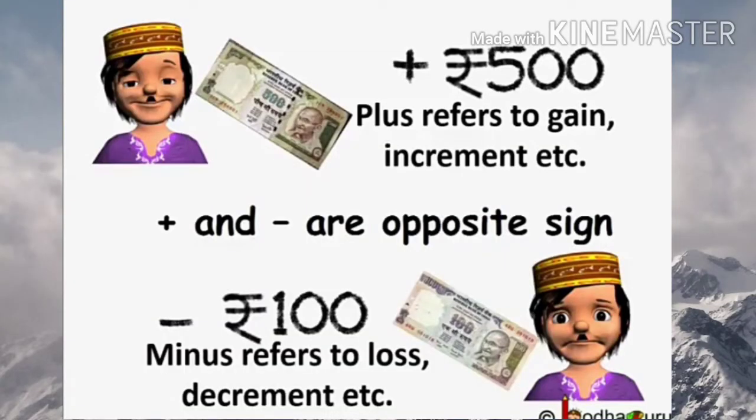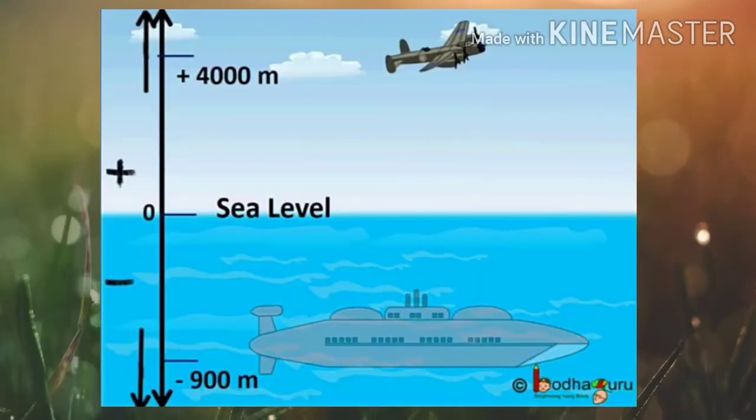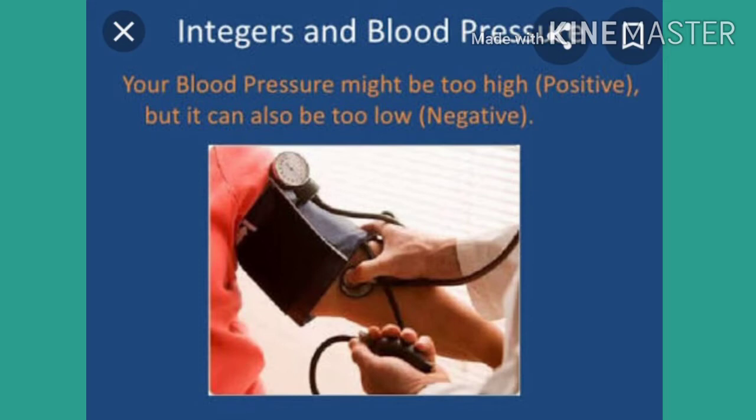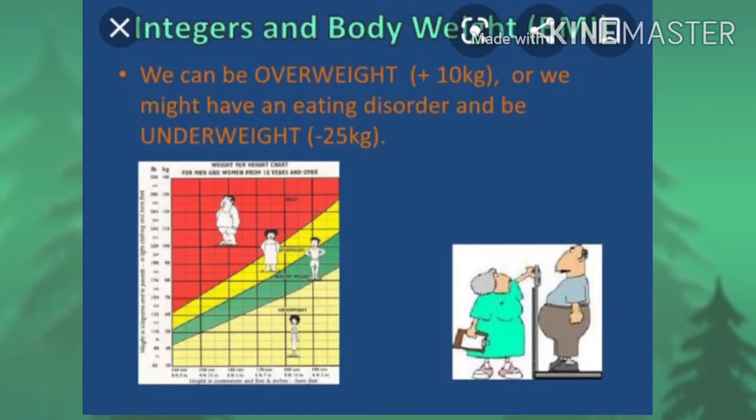Here, profit of a shopkeeper represents a positive integer and the loss of a shopkeeper represents a negative integer. The height of the aeroplane above the sea level is positive and the height of the submarine below the sea level is negative. Here, high blood pressure represents a positive integer and low blood pressure represents a negative integer. Overweight of a person is a positive integer, underweight of a person is a negative integer.